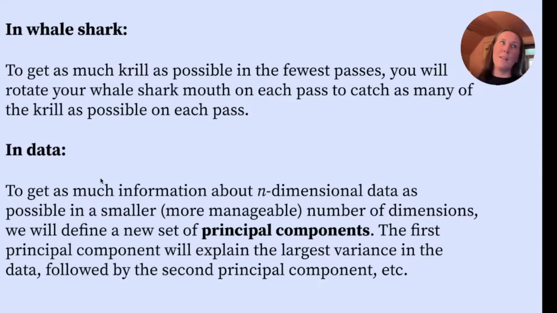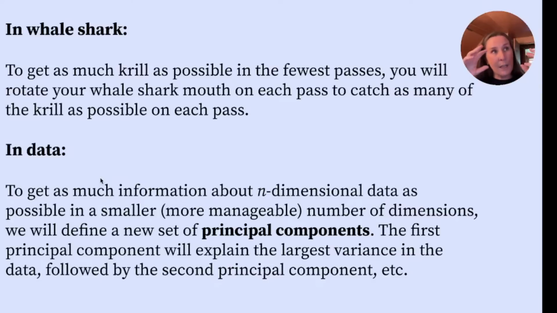So that's like us saying, I will rotate my head this way to get the most krill on the first pass. That's kind of what the first principal component is doing. Followed by the second principal component, which will explain the second largest possible variance in the data. And then it will continue for as many different variables as we have, as the number of principal components.